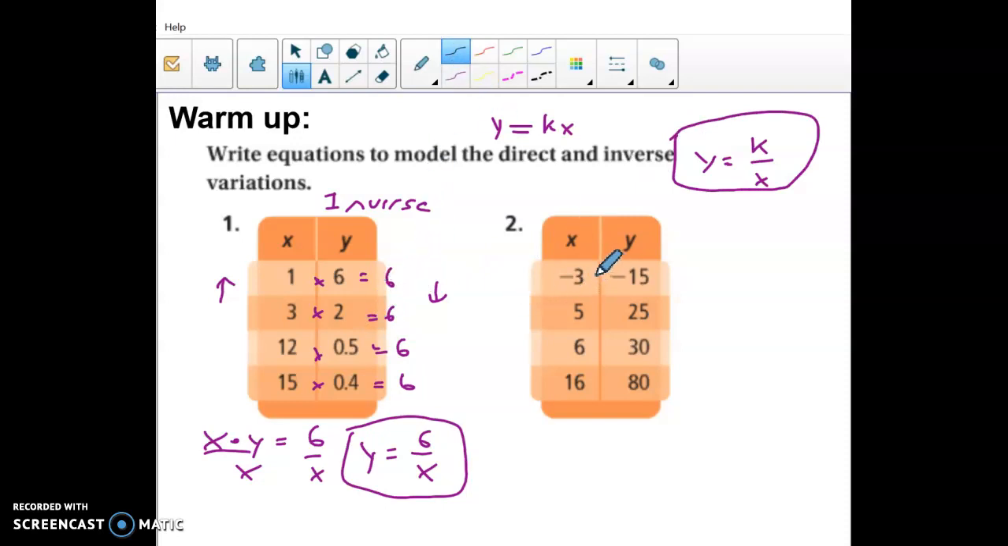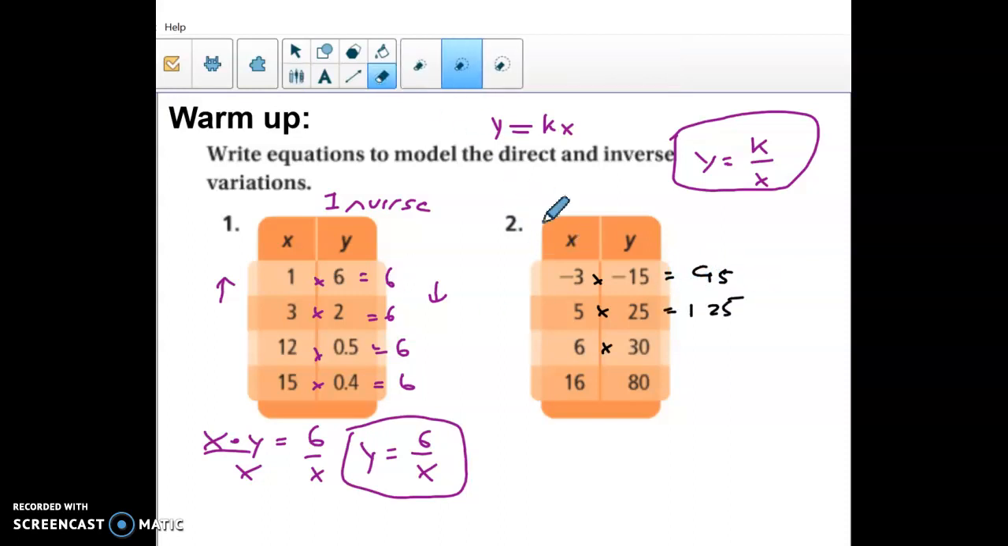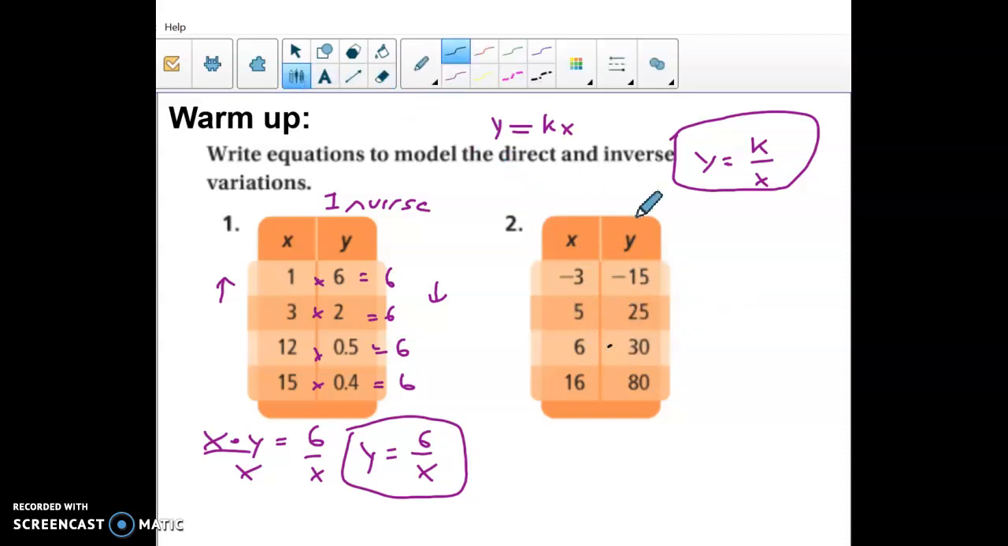So let's try the other one. So I'm going to try that multiply them together trick, but I won't get the same number here. So I get 45, and then I get 125 here. So basically that's already not working. All right, so let's try the other one where I divide them. So let's try doing y over x.